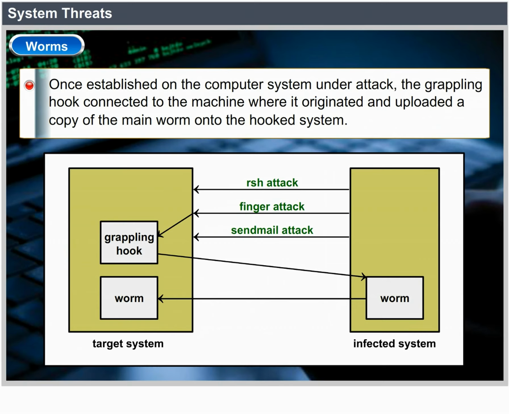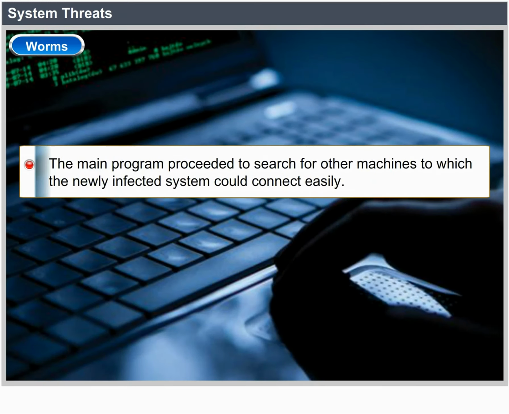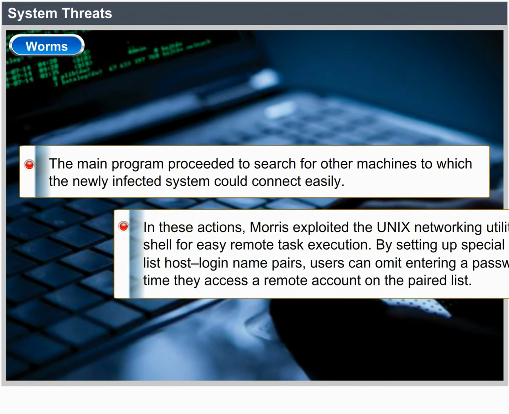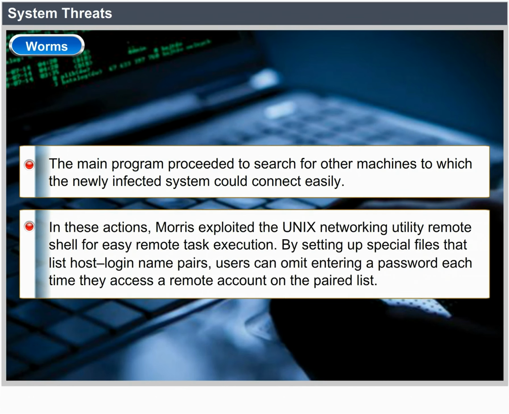The main program proceeded to search for other machines to which the newly infected system could connect easily. In these actions, Morris exploited the Unix networking utility Remote Shell for easy remote task execution. By setting up special files that list host login name pairs, users can omit entering a password each time they access a remote account on the paired list.